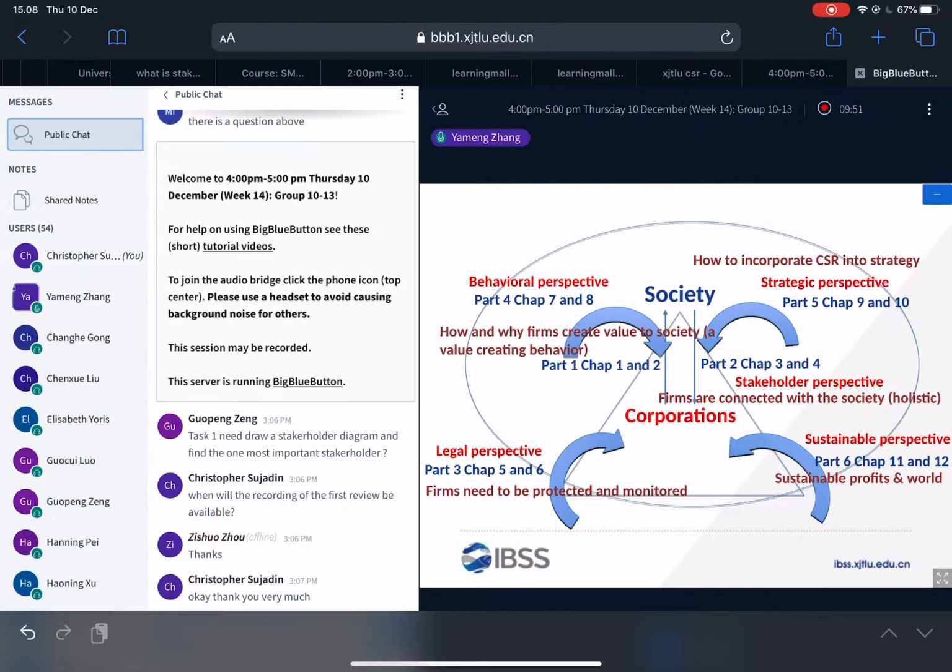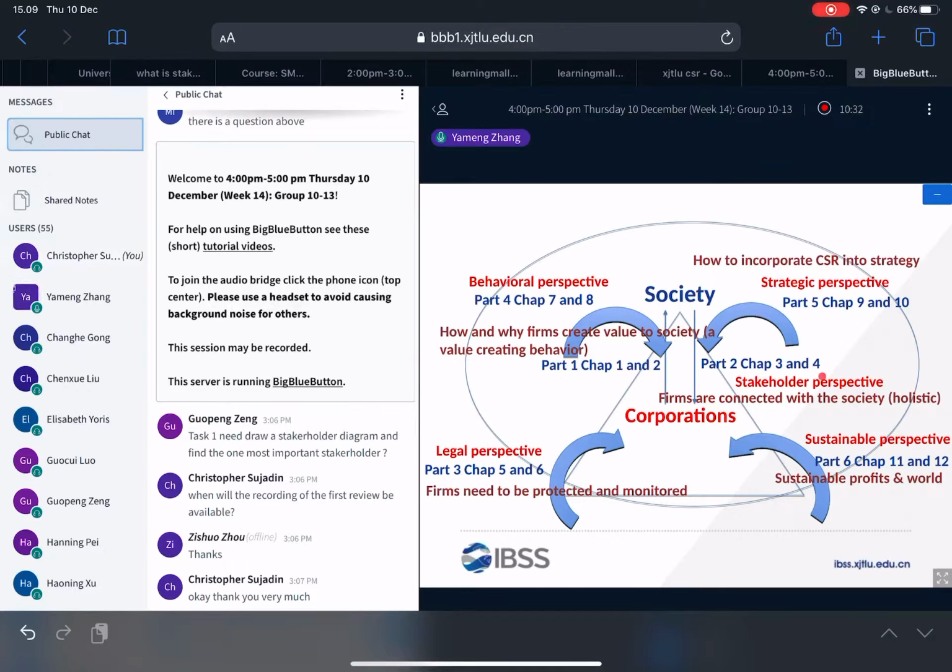I show this big picture every time at the beginning of the tutorial. And we can notice the core of this module. We talk about the interactions between the corporations or firms and societies. And for societies, we should notice that it is composed of different stakeholders. So after the first part, we introduce the definition of CSR and the drivers of CSR, the general information. We go to the detailed introduction about who are stakeholders and what are the interactions between stakeholders and the firm.